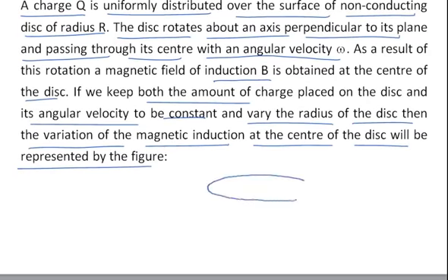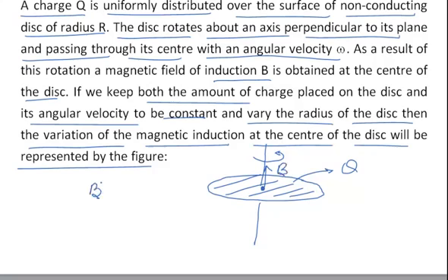You have a disk. This entire disk has been distributed uniformly with a charge q, and about an axis which is passing through the center and normal to the plane of the disk, it is rotated. Now, as a result of the rotation of the charge, there is a magnetic field at the center, B. We have to find out the relationship between B and R, where R is the radius of the disk.